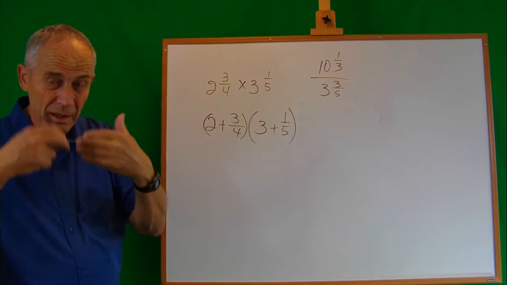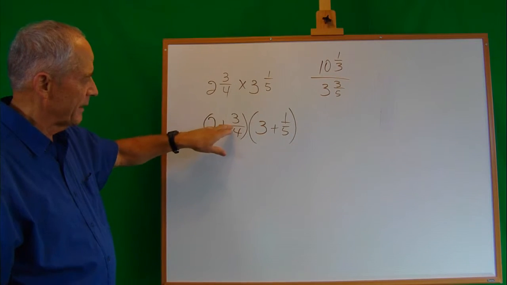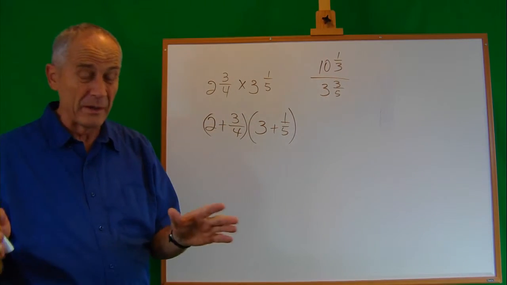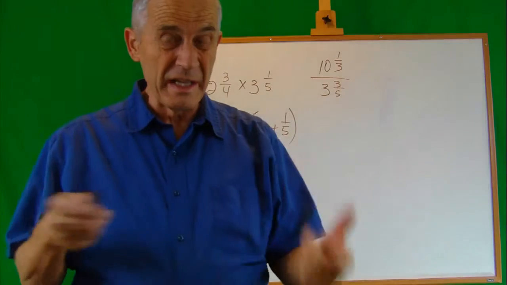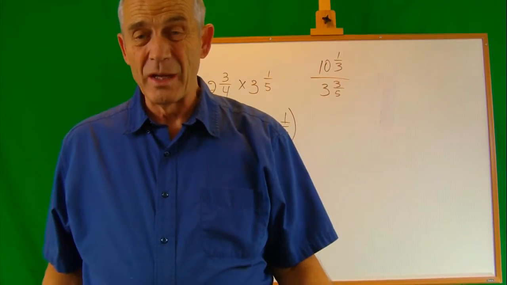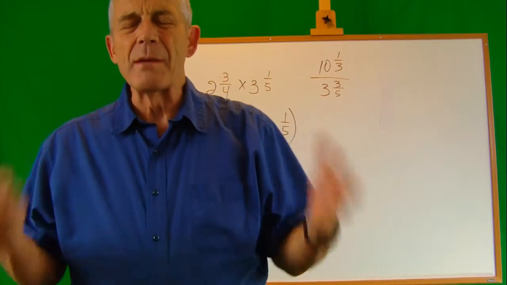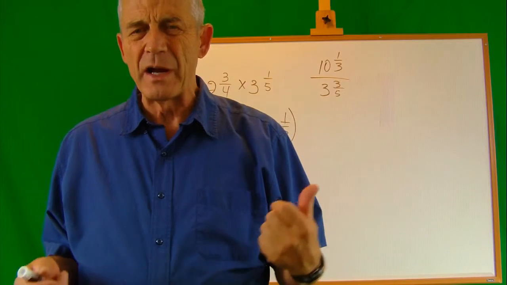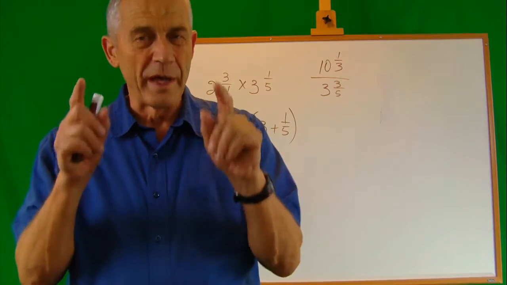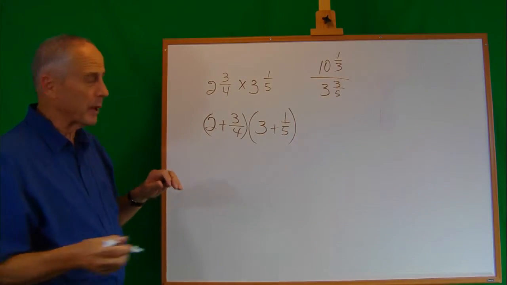This is kind of like a double distributive property. Then I'd have to go 3/4 times the 3, and then 3/4 times the 1/5. I don't know about you, but just thinking about all of that and then simplifying after we get done, that sounds like a whole lot of work. And because of that, it's just common practice that instead of trying to do something like that, we take mixed numbers when we're multiplying and we change them to improper fractions.